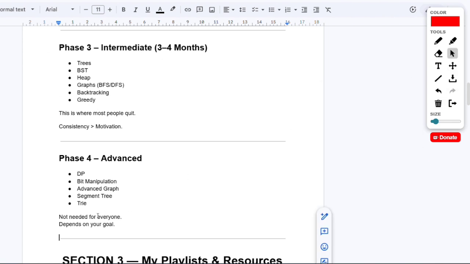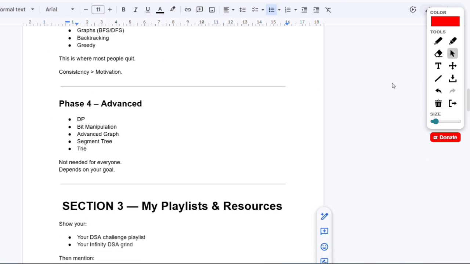Okay, so after mastering phase 3, now the advanced data structures come. Here dynamic programming is there, then bit manipulation, and till bit manipulation you can do it, and after that some more advanced graph is coming, then segment tree and trie. These are very advanced topics. If you want to, you can do them, but at least till bit manipulation and DP you have to master it very well. If you master it, you are ready for most of the good companies.